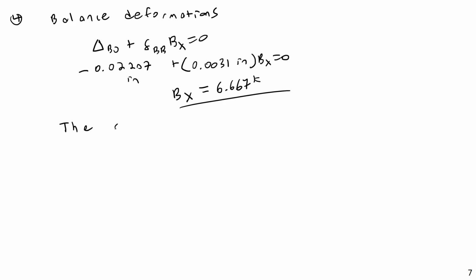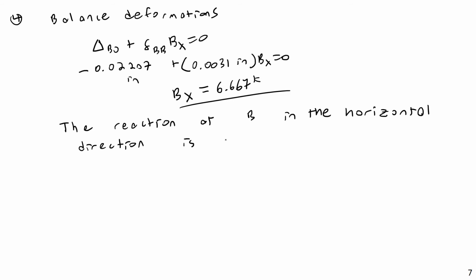The reaction at B in the horizontal direction is a 6.667 kip force to the right. So we have now turned this truss into a statically determinate truss. We have removed the redundant and back solved for it, and now that we know the value of that redundant force, we can just analyze this like we would any statically determinate problem.